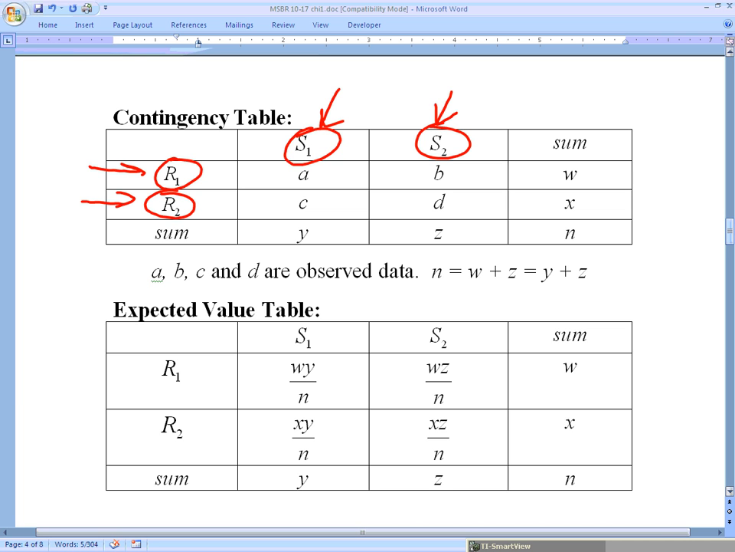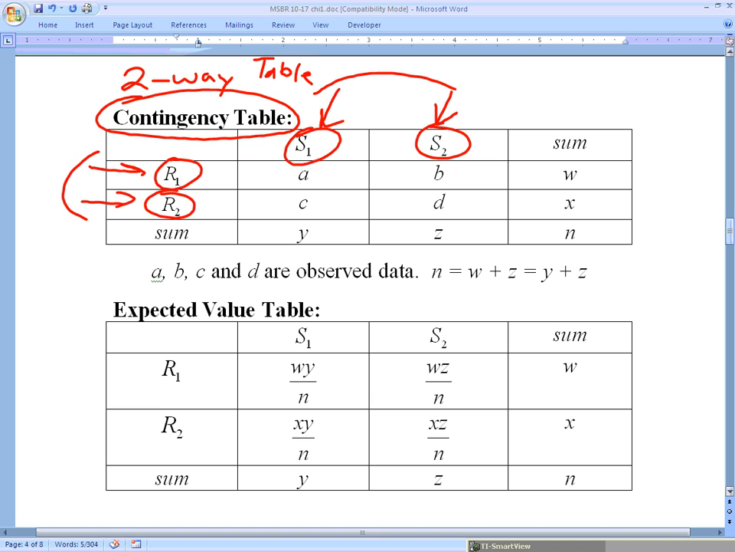So we call this a contingency table or a two-way table. It's a two-way table as opposed to a one-way because you've got two different classifications of things. You got these R's here, which I said could represent gender or something like that, and then you have these which could represent classes or different things like that, different groupings. When we turn the contingency table into an expected value table, we take our observed values, A, B, C, D, etc., and they get manipulated. So let's take a step back.